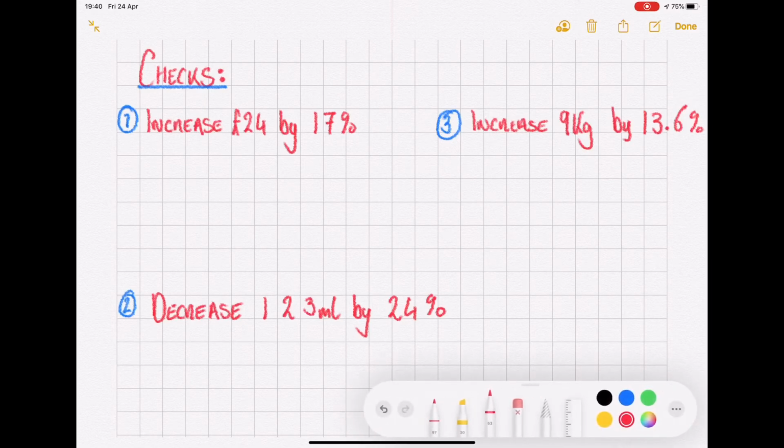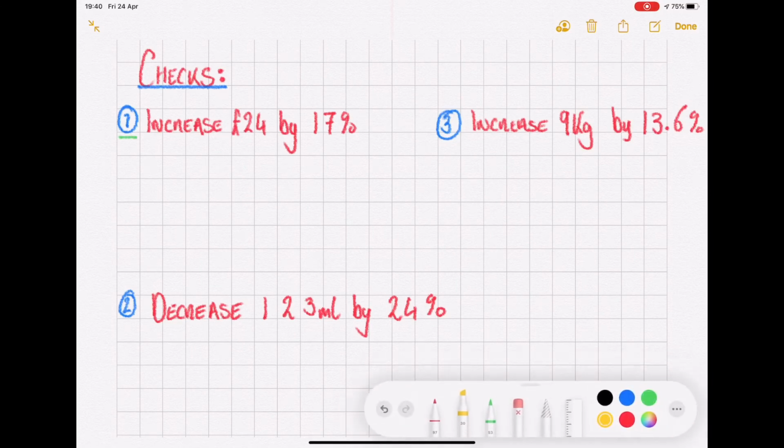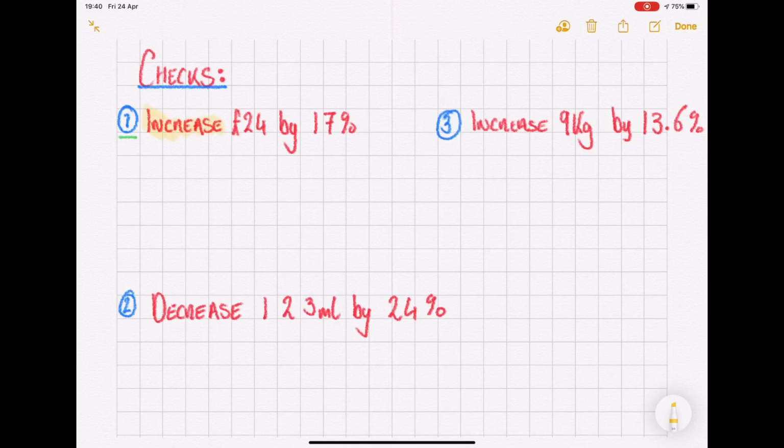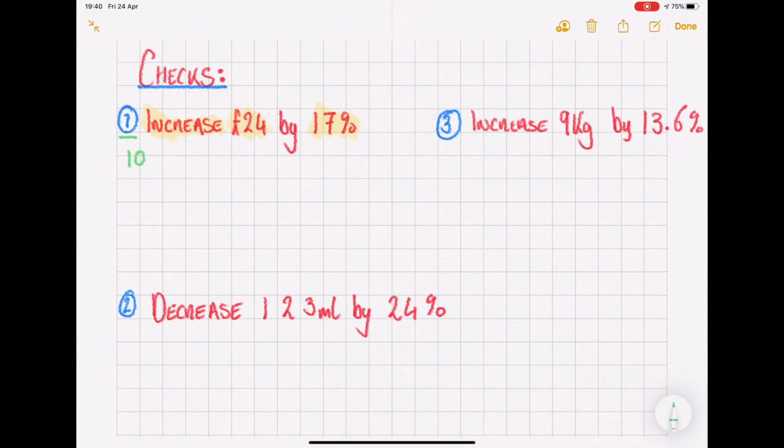Okay, so hopefully you've had a go at all 3 by now. Let's start off with this first one here. So what we're doing, we're increasing £24 by 17%, increasing. So that means I've got my 100% and I'm increasing, so I'm adding 17%.